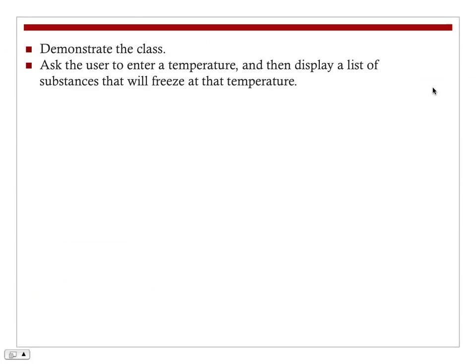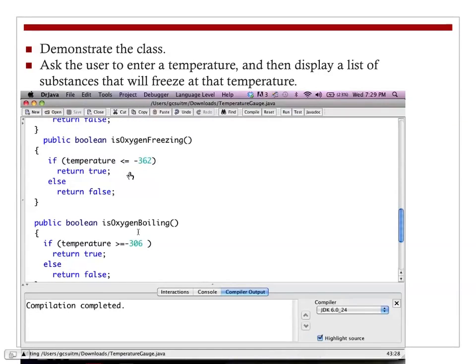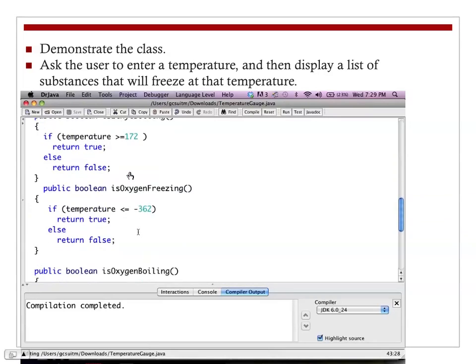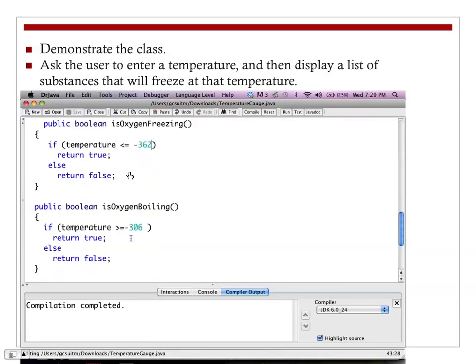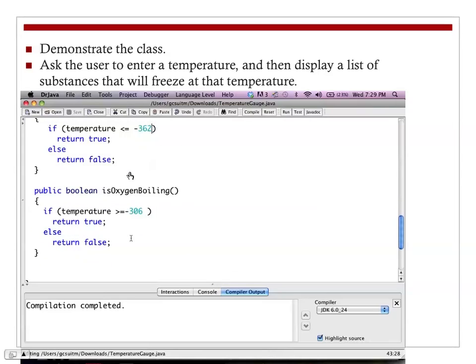Now, let's demonstrate the class. We will ask the user to enter a temperature, then display a list of substances that will freeze at that temperature. You could also create methods for checking oxygen to see if it's at its freezing or boiling point. So I have also included isOxygenFreezing and isOxygenBoiling, using the freezing point and boiling point for oxygen for those methods. Now let's test it in a demo.